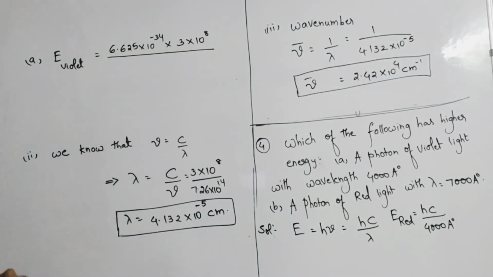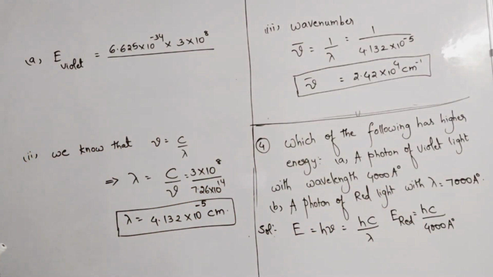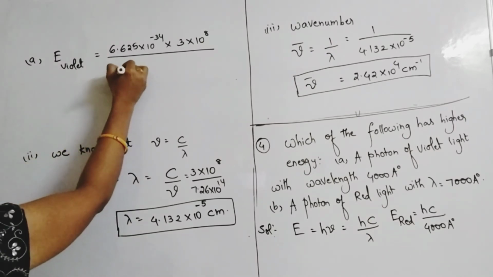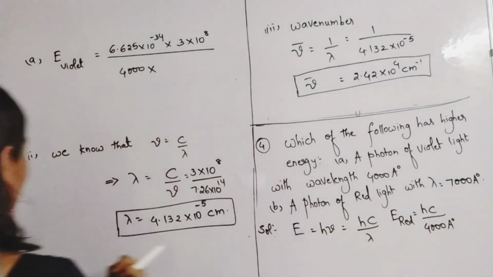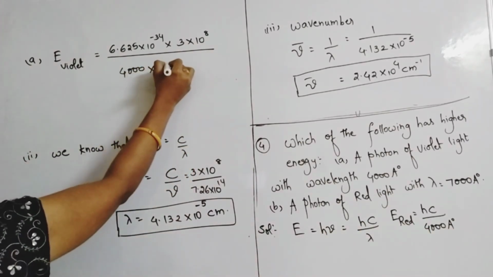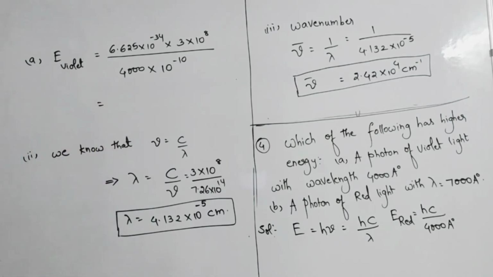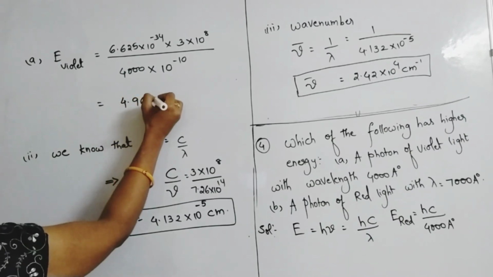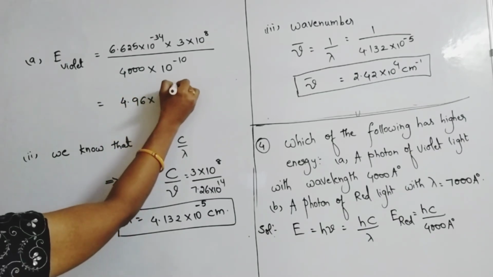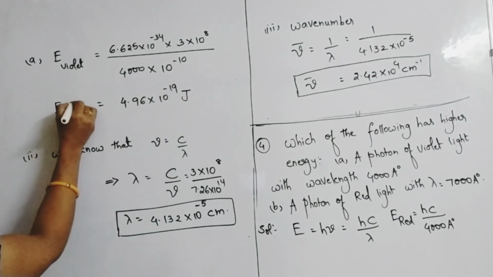That is a fixed value, dear children. You have to remember the C value. Wherever C value is there, it is 3 into 10 to the power of 8 meters per second. So 4000 angstroms, again I am converting into meters, so into 10 power minus 10. If you simplify this, you will get the energy of violet light as 4.96 into 10 to the power of minus 19 joules. So E violet you got that much.